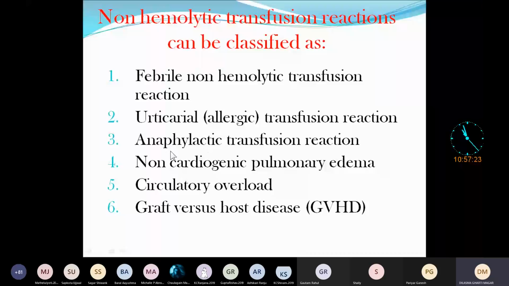And non-cardiogenic pulmonary edema. Here the pulmonary edema will be there, and the patient will tell that I'm having difficulty in breathing. Sometimes, as I told you, circulatory overload also. If blood is transfused within a short period of time, it will lead to circulatory overload. And graft versus host disease, I told you, if the parents give blood to the offspring or the siblings, then there can be graft versus host disease.